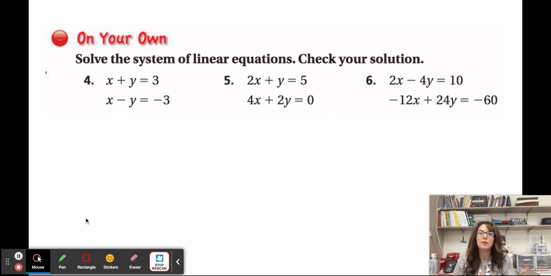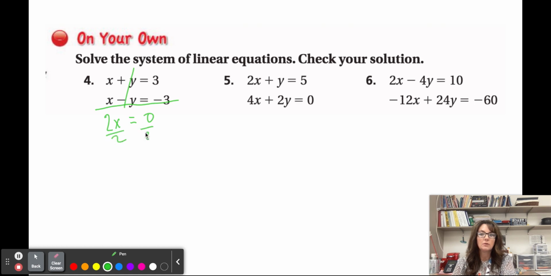All right, so solve the system. Well, it is already set up for elimination, which it is, we have opposite terms right here. Sometimes it's just as easy to go ahead and eliminate, right? You're going to have 2x is equal to 0, so x equals 0, and if we have that, we have y equal to 3. So (0, 3) is our ordered pair. There was definitely one solution.